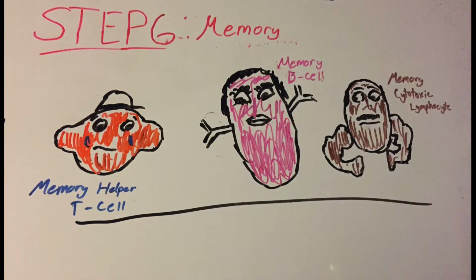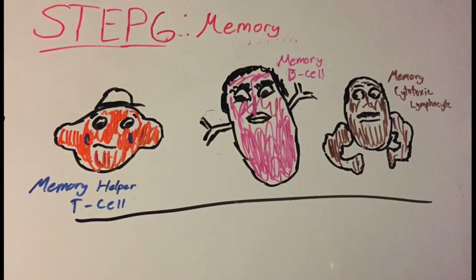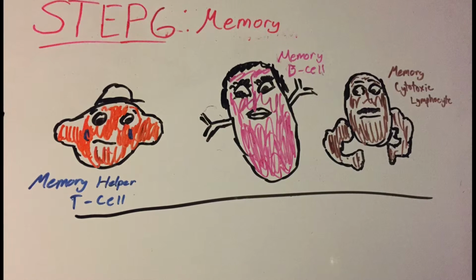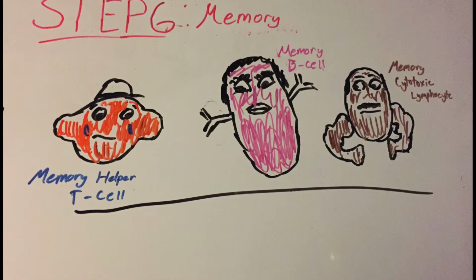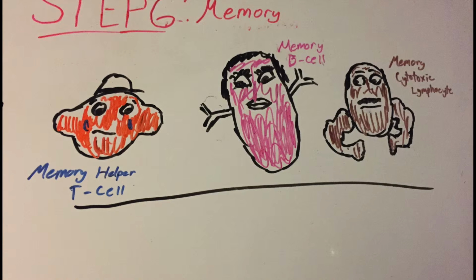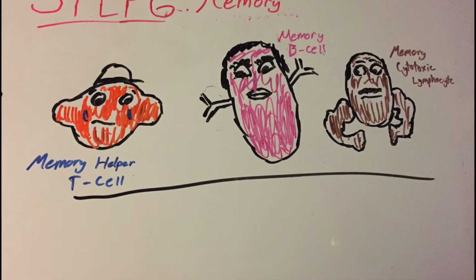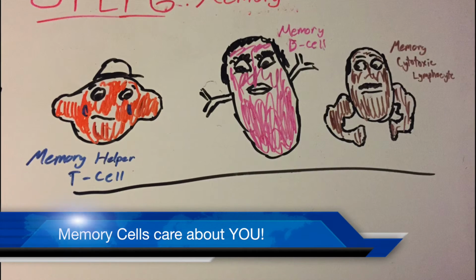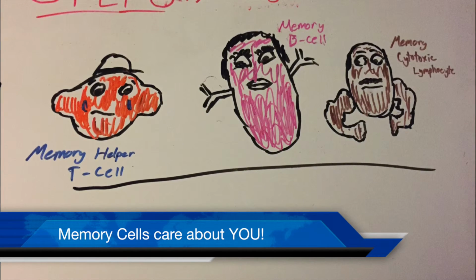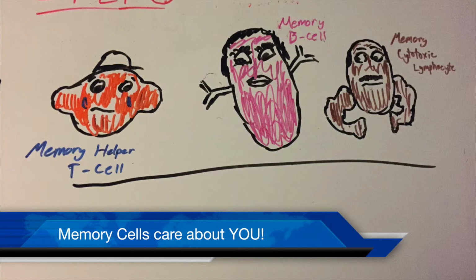The final step is memory, where TIMI or other T helper cells become memory T helper cells, ChAd and other CTLs become memory CTLs, and Betty and other B cells become memory B cells. These will be floating around our bodies in case of a full-force attack by a pathogen that contains the antigen they recognized. This will hopefully prevent us from getting seriously ill by some vaccine-preventable disease.